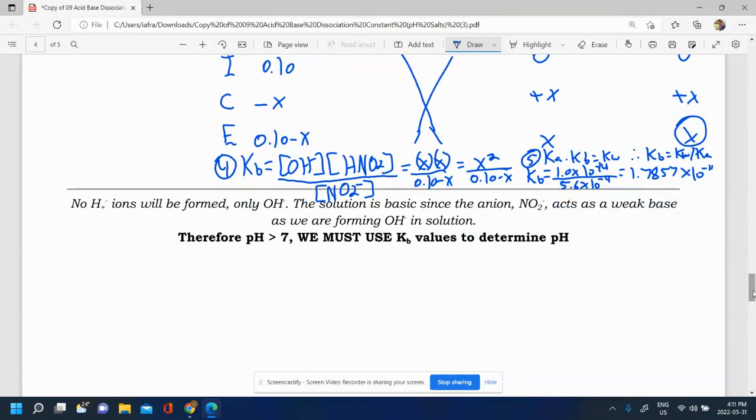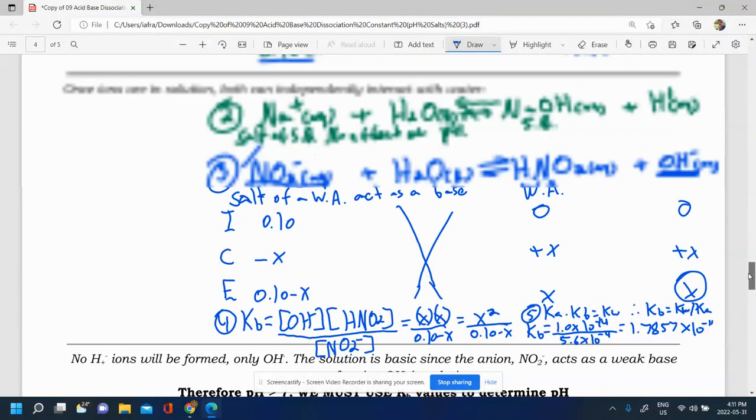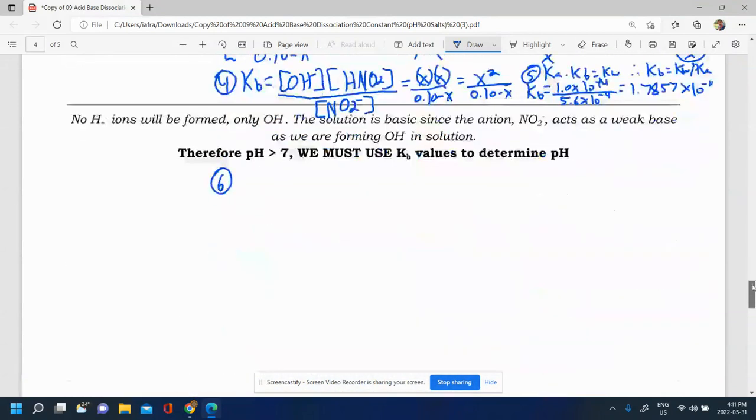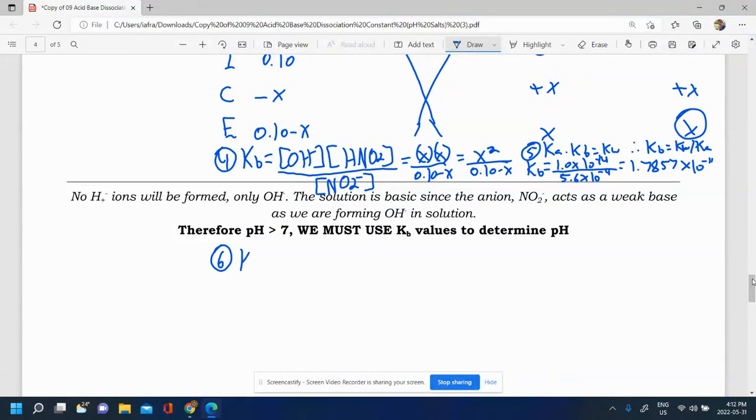So now we can plug that Kb into our Kb expression. So it's just an extra step to find Kb because we're dealing with the base, not the acid, and the Kb was not included in the table, but we did have the Ka of the conjugate acid, so we could use our Kw is equal to Ka times Kb relationship to find the Kb. So remember that Kb is x squared over 0.10 minus x. Now that we have Kb, we can say that Kb is going to be 1.7857 times 10 to the power of negative 11 is equal to x squared over 0.10 minus x.